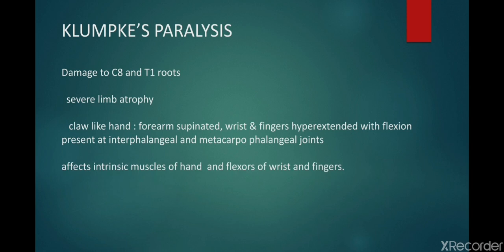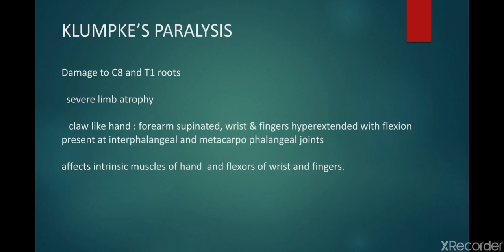Now KLUMPKE'S paralysis. KLUMPKE'S paralysis is occurring because of a damage to the C8 and T1 roots. ERB'S occurred because of damage to C5, C6, and KLUMPKE'S occurs because of damage to the C8 and T1 roots. Okay, so the highlight of KLUMPKE'S paralysis is that the person has a claw hand deformity. Claw hand deformity means the wrist and the forearm. The forearm is going to be supinated, and the wrist and the fingers will be hyperextended. Now there will be flexion at 2 points, the interphalangeal joint and the metacarpophalangeal joints. So that is, basically how a claw looks, right?